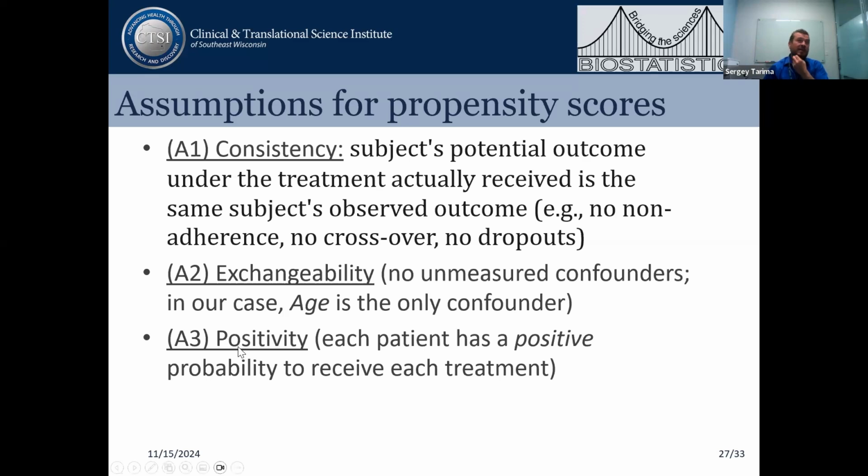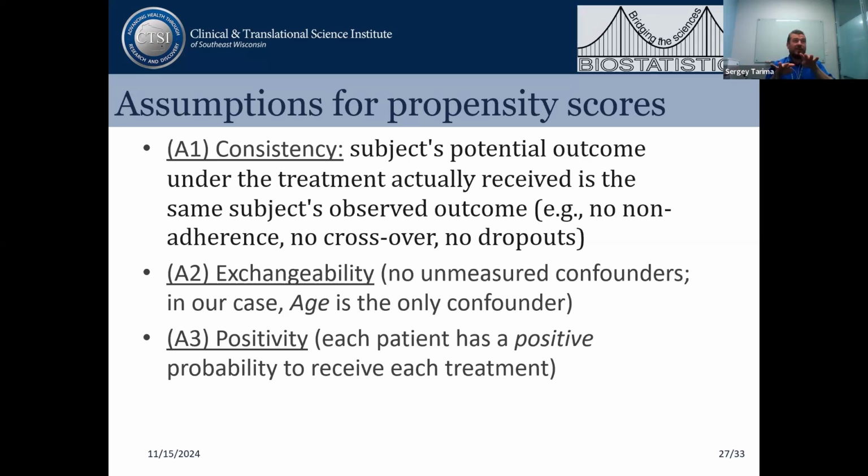Another one is positivity. Each patient has a positive probability to receive each treatment. And in our case, there is a positive probability that each patient receives one treatment or another treatment. Sometimes this is not happening. For example, older patients, or younger patients, cannot tolerate some specific treatments, right? And it's highly unlikely they will receive it, so the probability is almost zero. This is not an acceptable scenario for applying propensity scores.